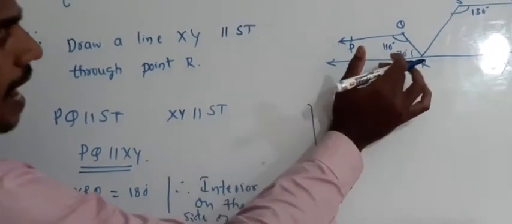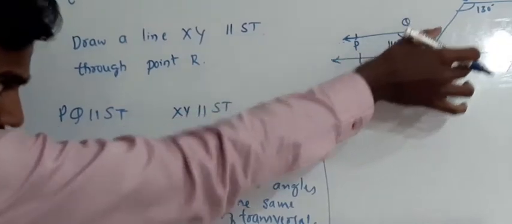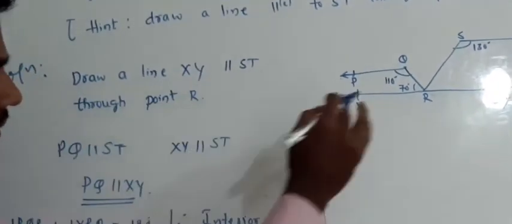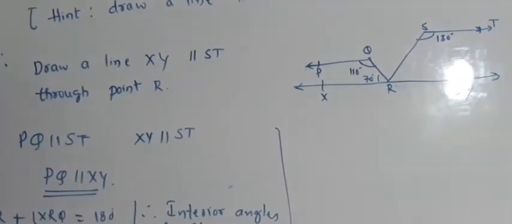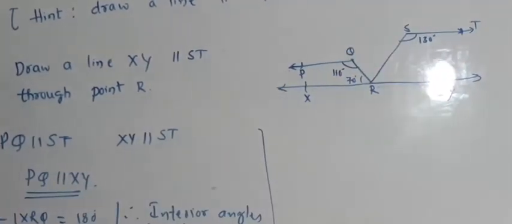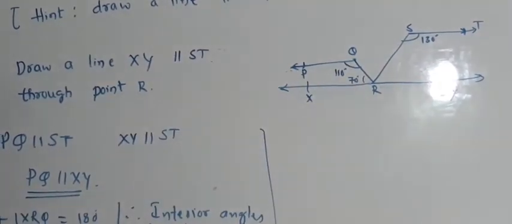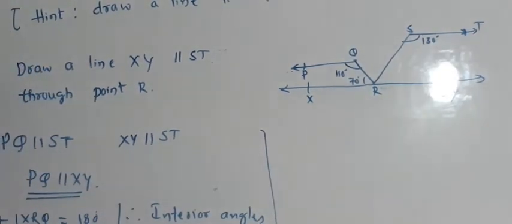If I know this angle XRQ and SRY, if I know these two angles, then calculating QRS will be easy, because these three angles will give me a straight line that will be equal to 180 degrees. Calculating this angle will be very easy. So what do I need to calculate now? Angle SRY.